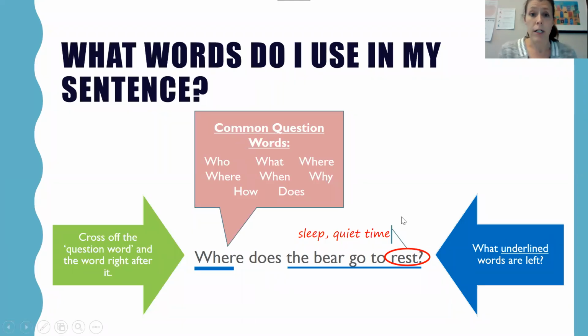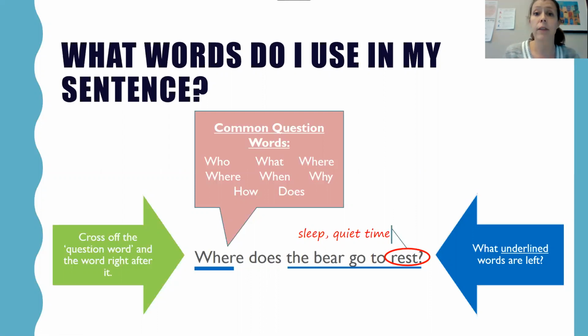So to answer it, first we're going to find the question word, and we're going to cross it off, or we can highlight it in a different color, and the word right next to it. So a question word is a word that starts a sentence and it tells us it's going to be a question. Common question words are who, what, where, when, why, how, and does. There's a couple other, but those are the most common.